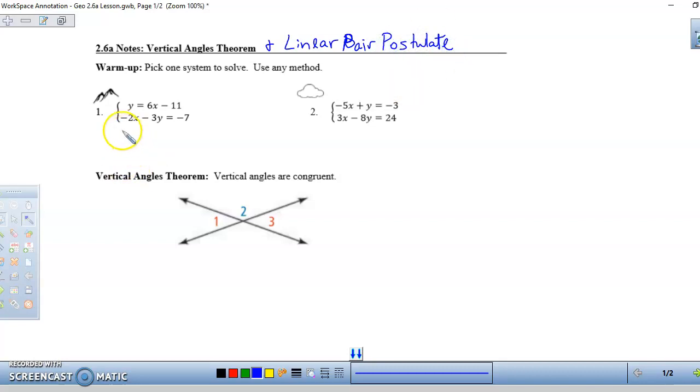So as a warm-up, I want you to pick just one of these two systems of equations to solve. The first one is easier, the second one's more of a medium level. So pause and do that.